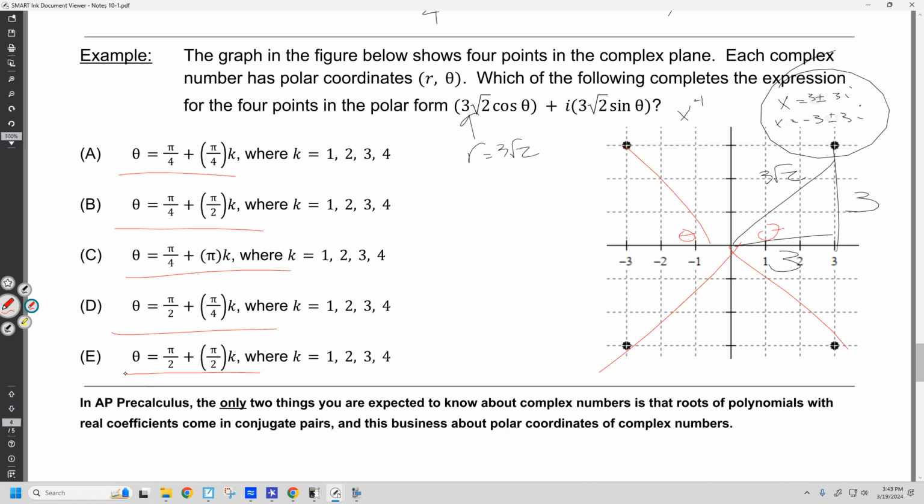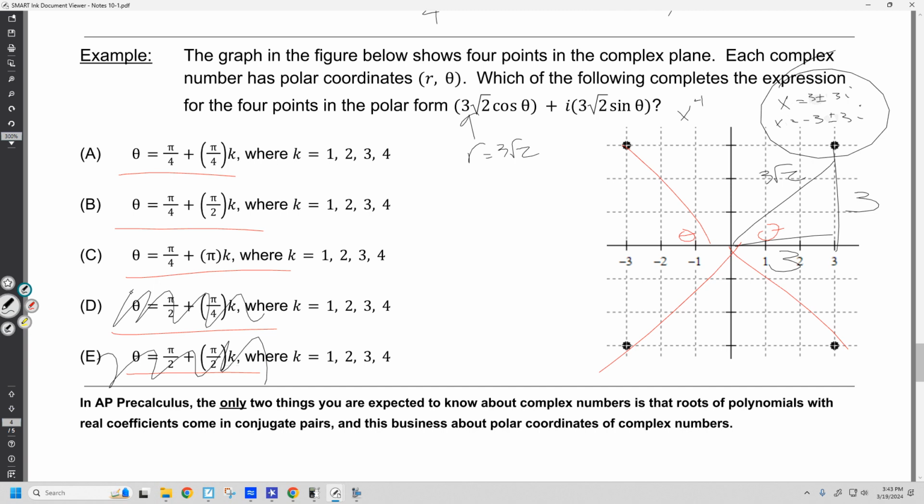Good. It's either A, B, or C because we can see that the angle is at pi over 4 to get to this point. This angle's 3 pi over 4. This is 5 pi over 4. And this is 7 pi over 4. We cool with that? So we're either A, B, or C.